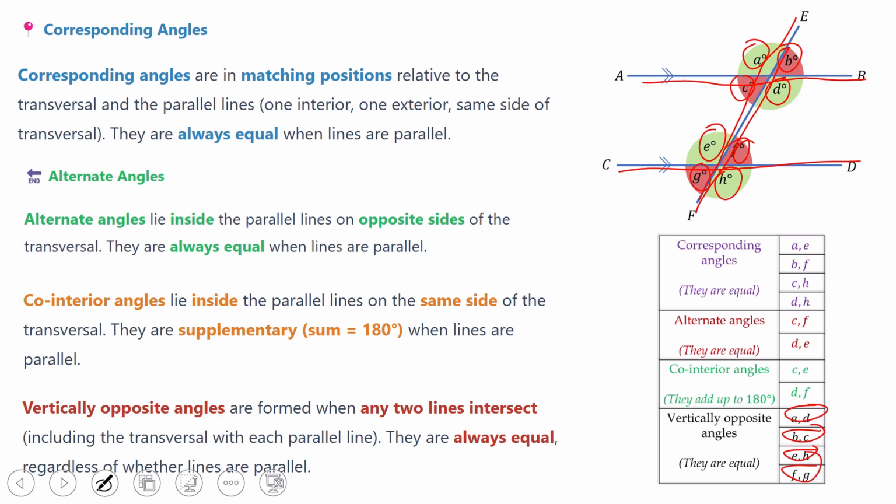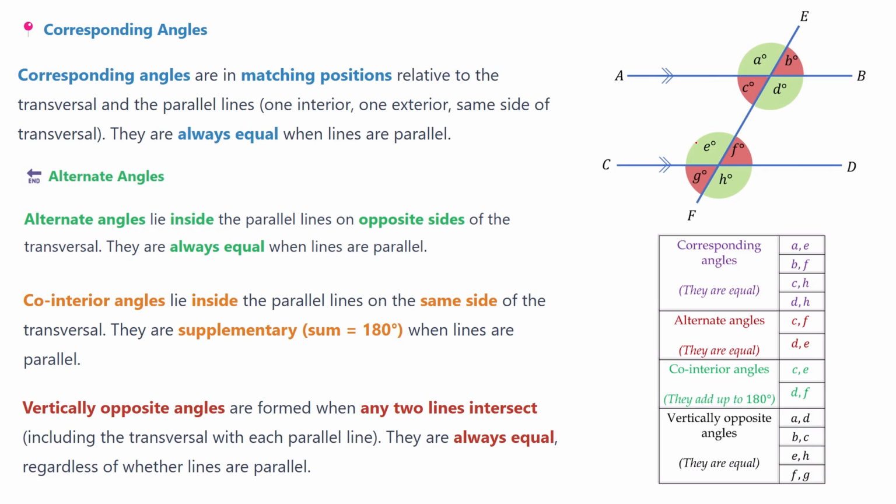So now we've seen what the corresponding angles are. They are angles with a matching position. We've seen what the alternate angles are. They lie inside of the parallel lines and they are on opposite sides of the transversal. We've seen what the co-interior angles are. They also lie inside of the parallel lines and they are on the same side as the transversal. And the vertically opposite angles are formed from two intersecting lines. So these are the special angles that we had to look at.